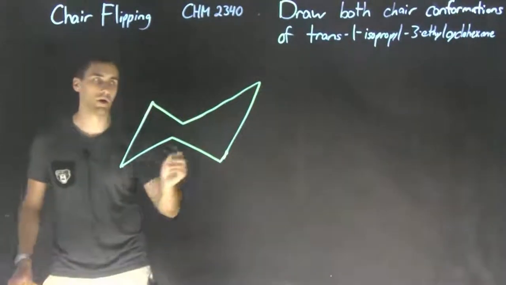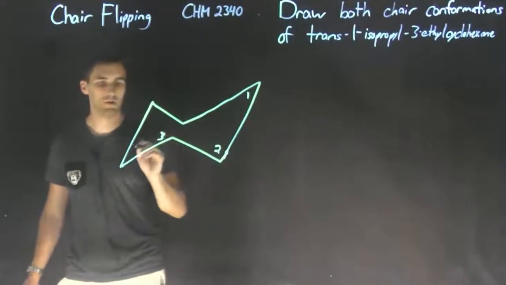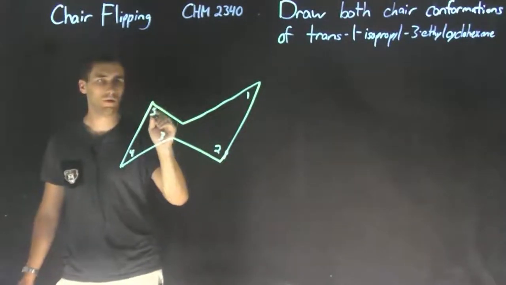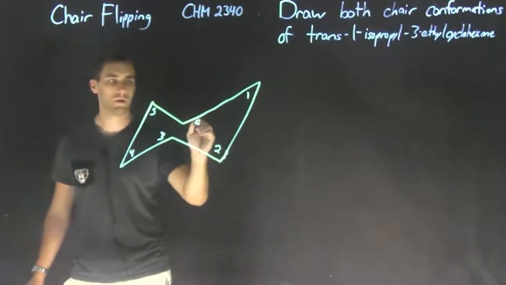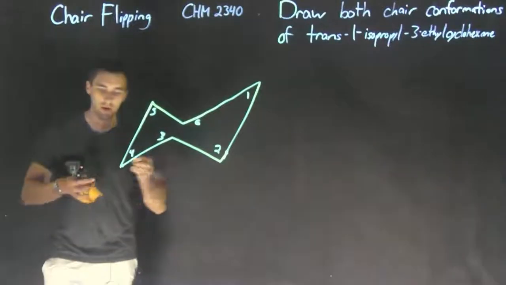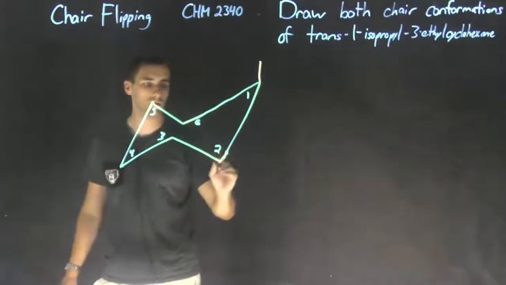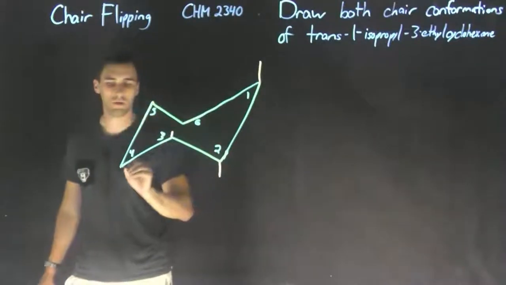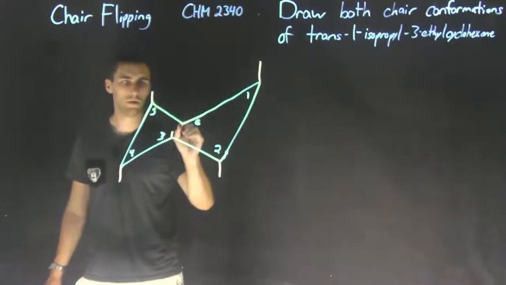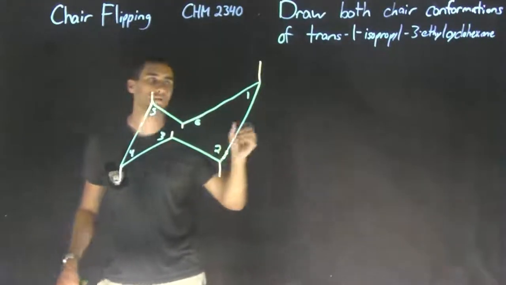Then I will number the carbons. I will draw my axial bonds in orange, and then my equatorial bonds in blue.